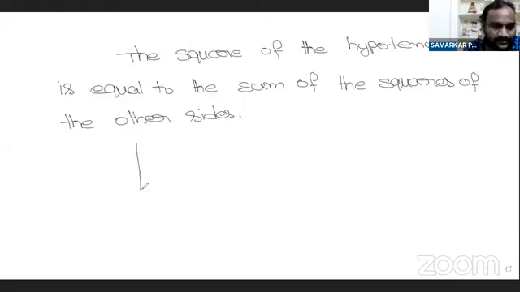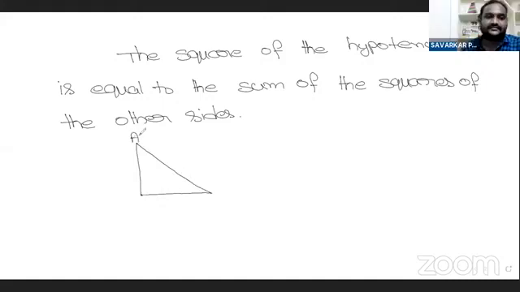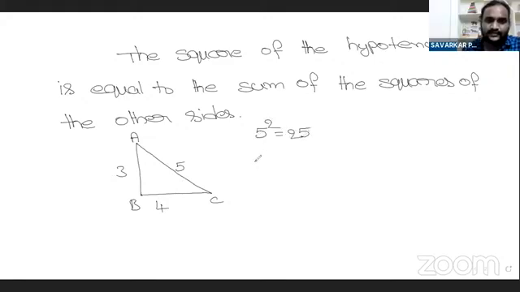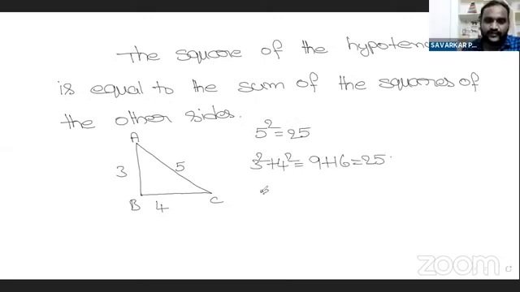So what values will satisfy this Pythagoras theorem? 3, 4, 5. We need the lengths of the three sides of the triangle. The first set which satisfies this is 3, 4, 5. How to check? 5 square is 25. Then 3 square plus 4 square is 9 plus 16, which is also 25. So yes, 3 square plus 4 square is equal to 5 square.